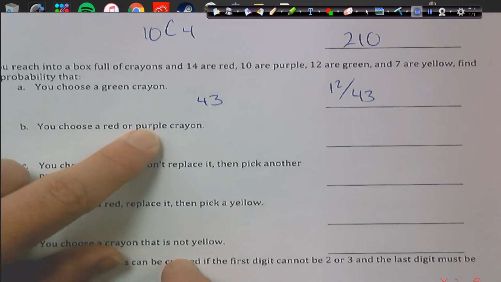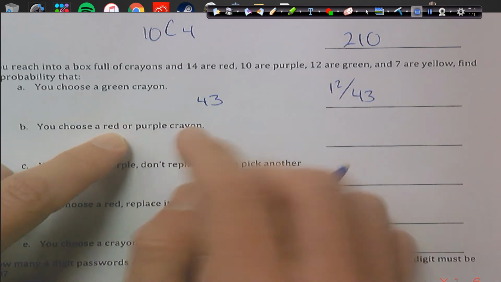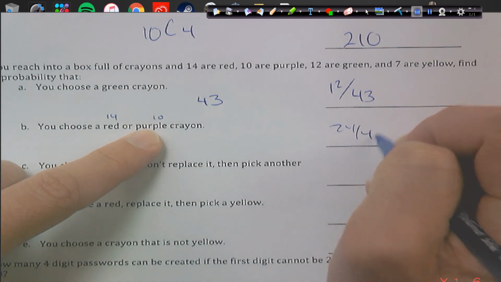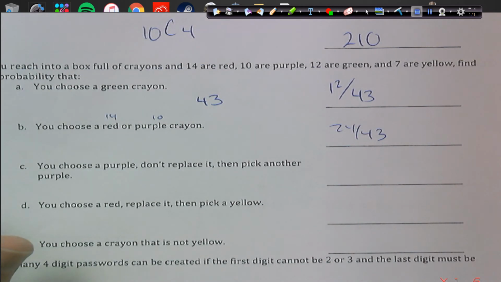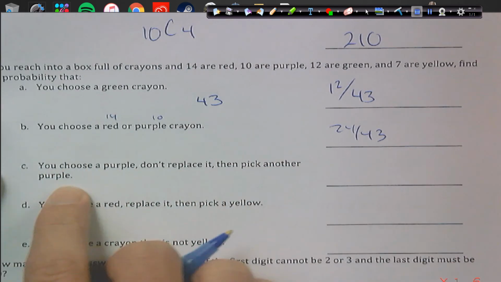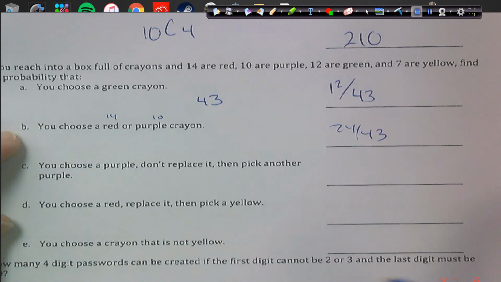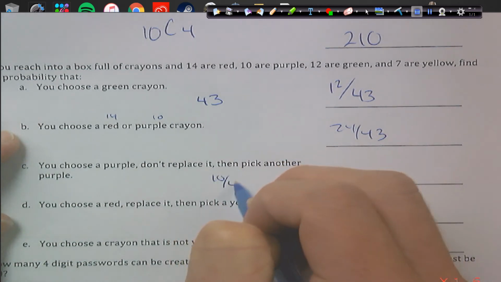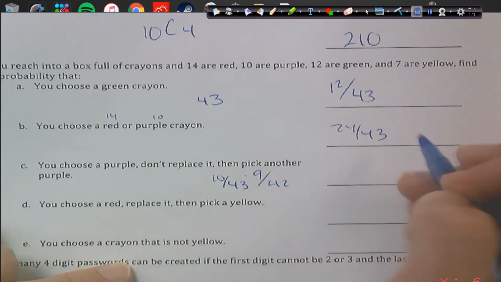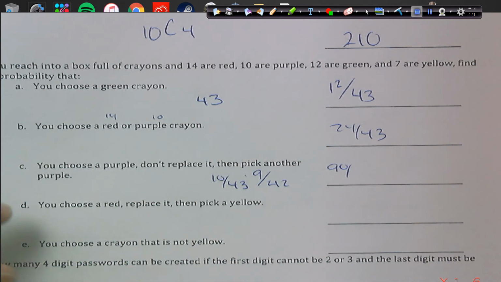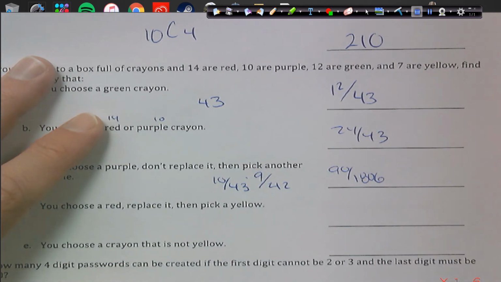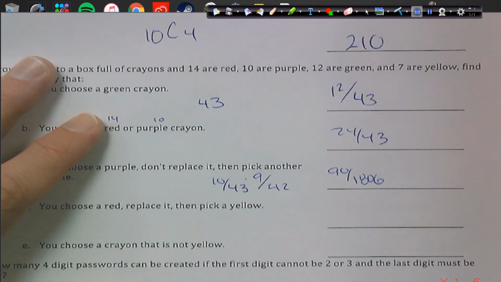You choose a red or a purple. Okay, so I can add the red and the purple together. So that's 24 out of 43. And again, just checking real quick if I can reduce. You choose a purple, don't replace it, then pick another purple. Okay, so we're doing 2 events here. So we're going to get a purple, and I throw it out. So now I'm only with 42, and I only have 9. So we're going to multiply that. We get 90 over, and multiply tops and bottoms. And then we're going to use our calculator to see if we can reduce that easily.